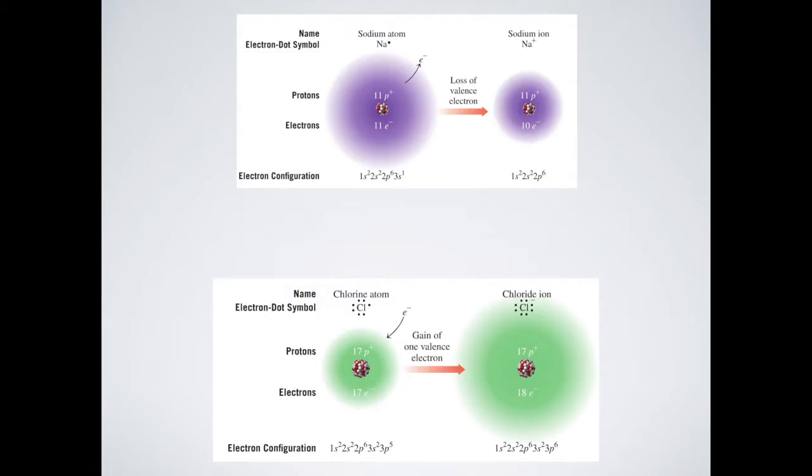So in this lesson, we're going to look at atoms and how they actually don't stay as atoms a lot of the time. Instead, they become ions. And they become ions because they are more stable as ions than as atoms.